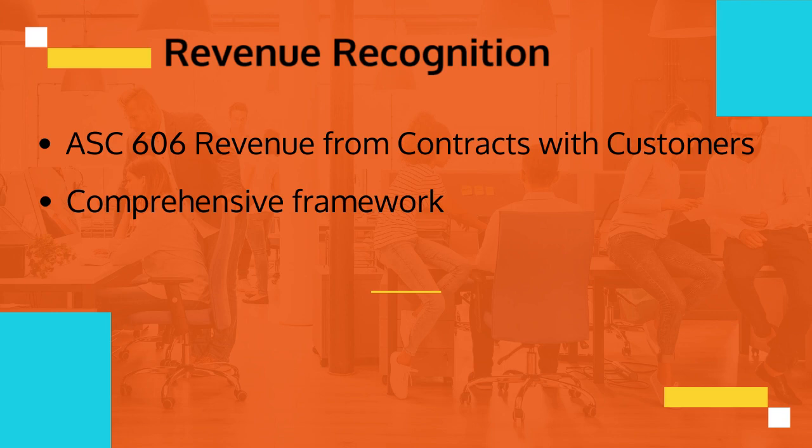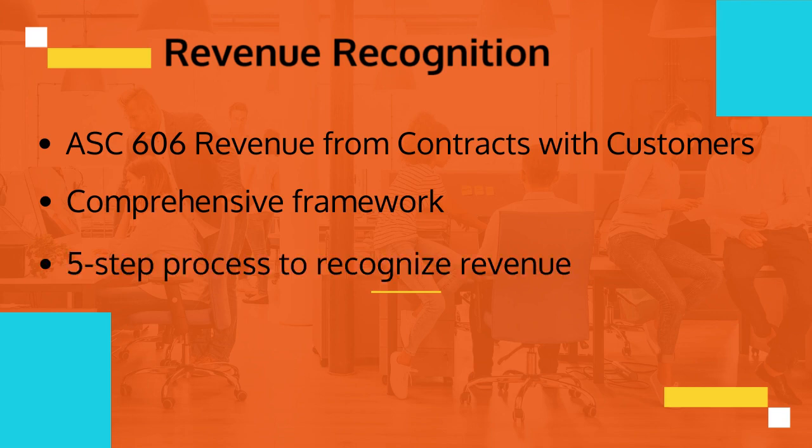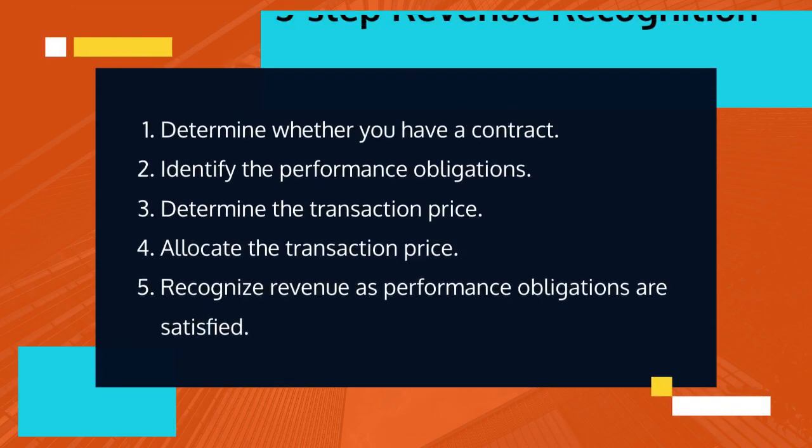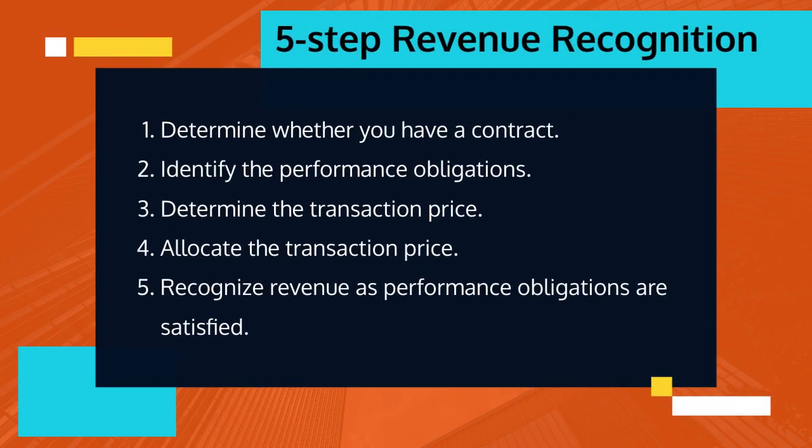Under the new standard, companies under contract to provide goods or services to a customer will be required to follow a 5-step process to recognize revenue. The first step is to determine whether you have a contract. Next, you need to identify the performance obligations. Then you would determine the transaction price. After that, you are ready to allocate the transaction price. And finally, you would be able to recognize revenue as performance obligations are satisfied.